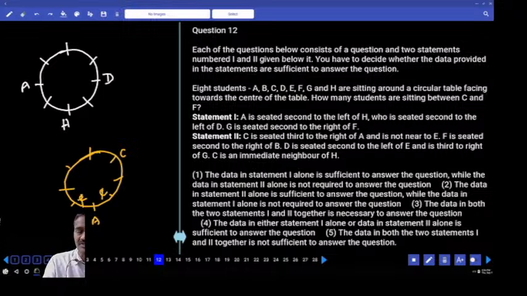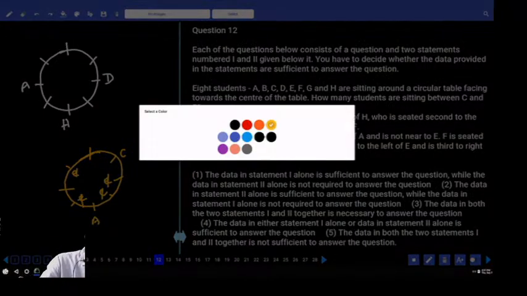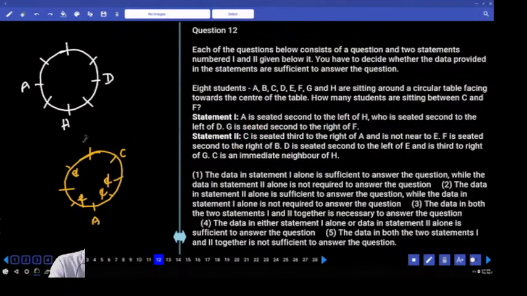And F is seated second to the right of B, D is seated second to the left of E. We cannot have E here as well, isn't it? Then we cannot have E here. So how many possibilities do we have? Two possibilities for this E.